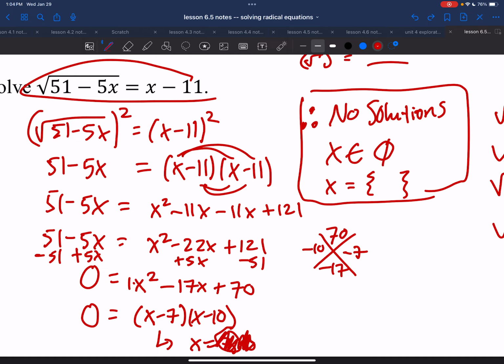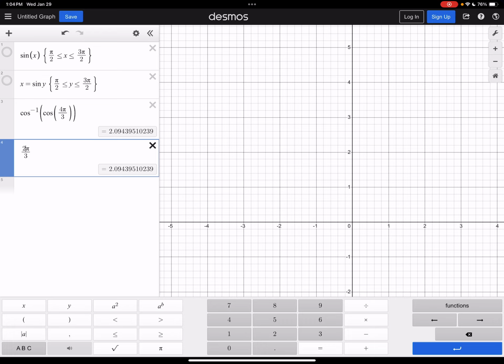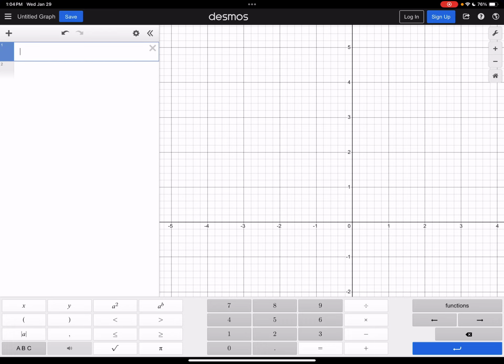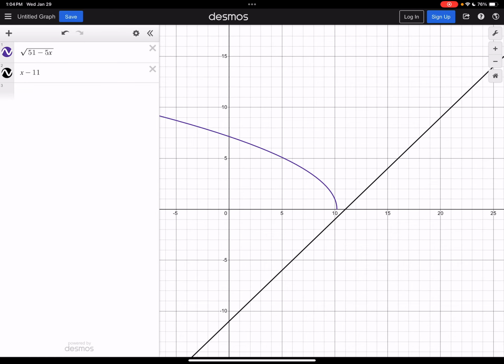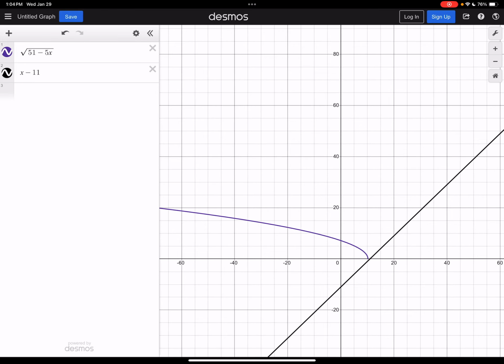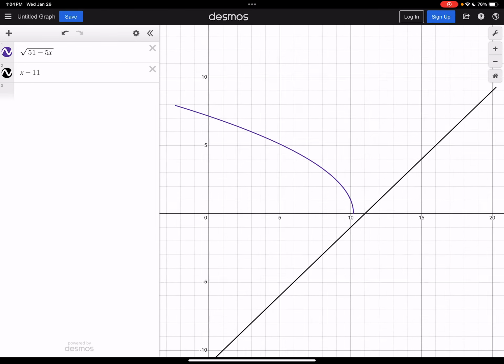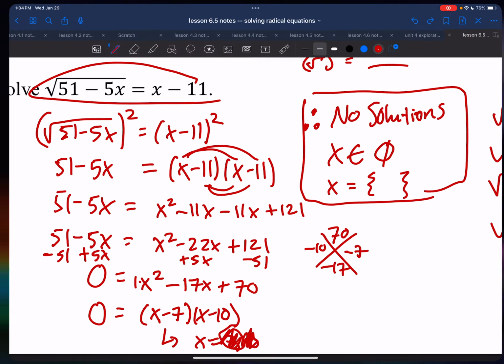You can graph it too. Well, let me just take a moment to do that, just to show you, right? Oh, there's my leftover pre-cal video that I was doing for my on-ramps kids. 51 minus 5x, and then x minus 11, like that. Notice, right, that the square root curve and this linear line, they never touch. They get pretty close, but they actually never intersect, so there's no solution, okay?